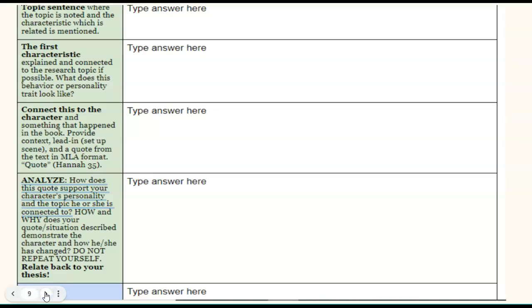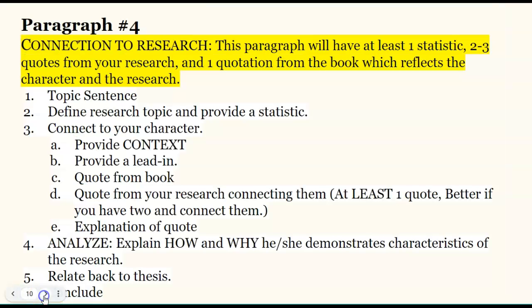Now, paragraph number 4, well, this is what your outline looks like, exactly the same as paragraph 2. Paragraph 4 is where we're really doing the connection to your research. You are going to be putting your research into this paragraph. We are going to be doing this after Thanksgiving. This is going to be your longest paragraph because this is going to contain information not only from your book, but also from your research.